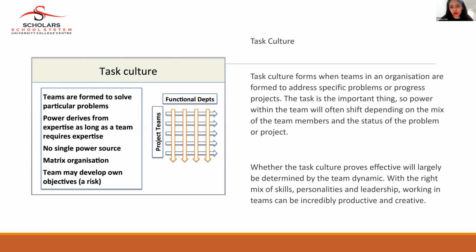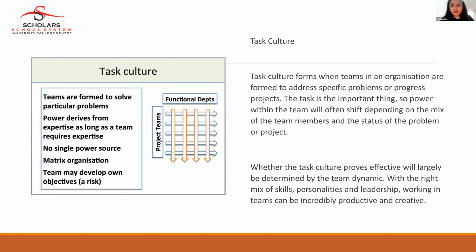So the next kind of organizational culture is task culture. Task culture forms when teams in an organization are formed to address specific problems or progress projects. The task is the important thing within the organization. So power within the team will often shift depending on the mix of the team members and the status of the problem or project. Now this might sound a bit complicated, but basically a task culture is where people come together in teams and work in a more collaborative environment.